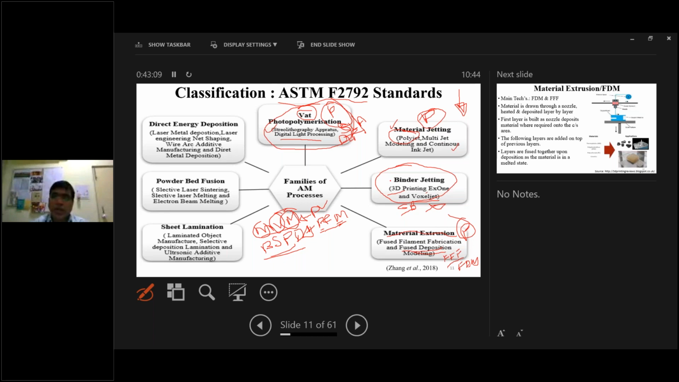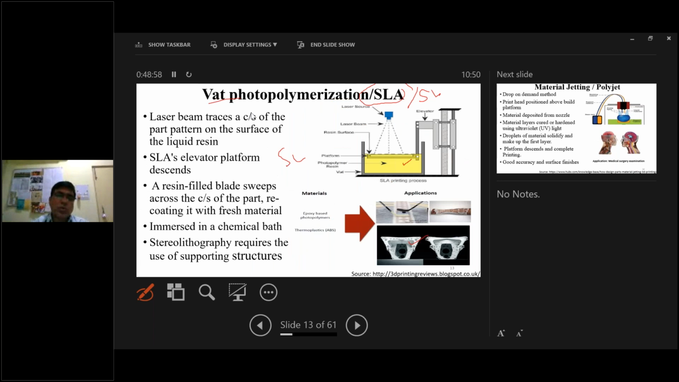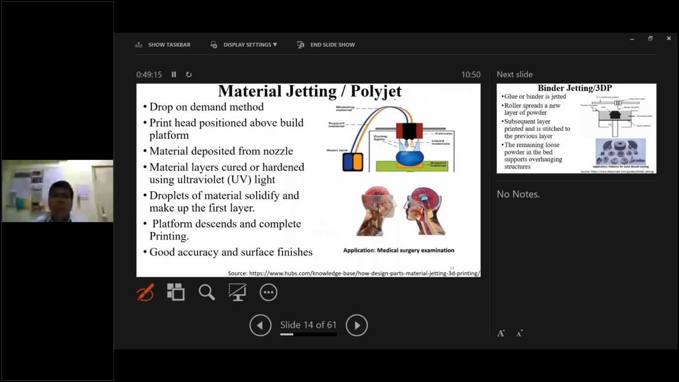So you have this, which is used mainly, say, in one of the technologies, polyjet, particularly for making scaffolds in biomedical devices, and is extensively used. So the light source can be used in the form of ultraviolet light or any other light source. So you can call it material jetting, but only limited to polymers.